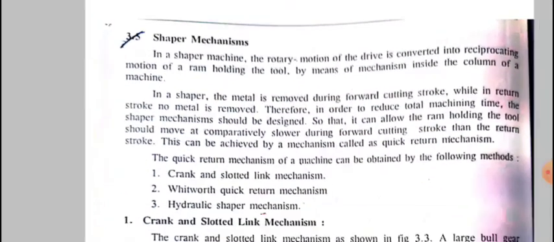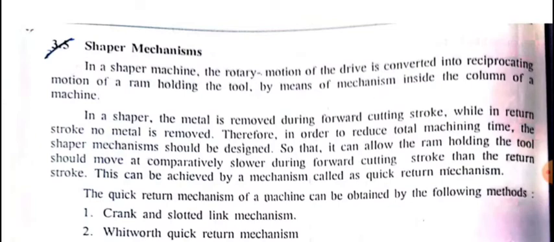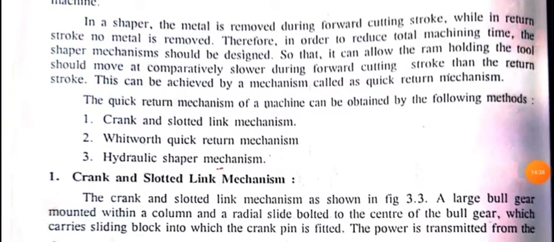Now, shaper mechanism, we will discuss the different types of mechanisms. There are three types of mechanisms. One is called the crank and slotted link mechanism, the second is the Whitworth quick return motion mechanism, and the third is called the hydraulic shaper mechanism. So remember these three mechanisms. The crank and slotted link mechanism plays a very important role from your exam point of view. Many times they ask these questions. Hydraulic shaper is also asked, but not as much.